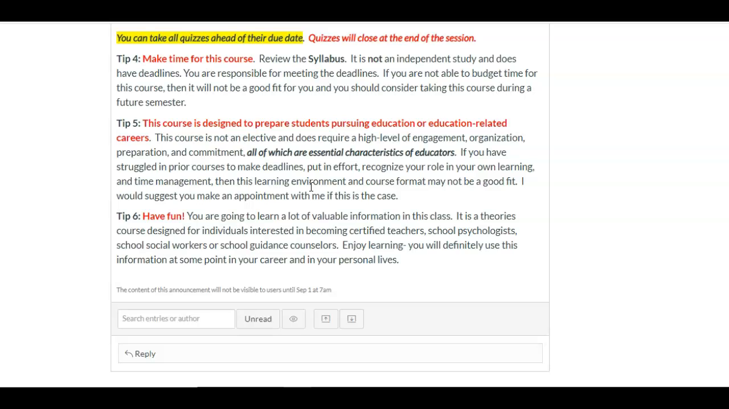If you decide to take the course, make sure that you are ready for a high level of engagement. You've got to be organized, you've got to be prepared, and you've got to be committed. All of these are essential characteristics of future educators.